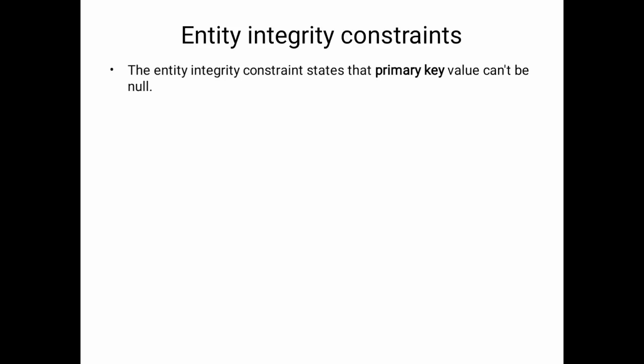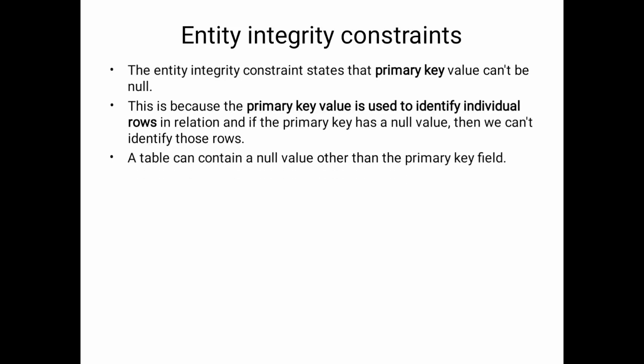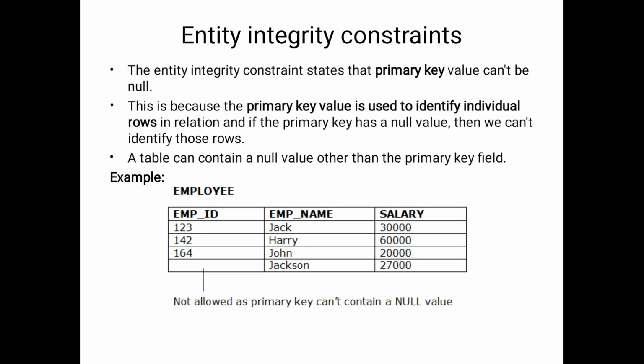The second one is entity integrity constraints. The entity integrity constraint states that primary key values cannot be null. Where we apply a primary key in a table, that column cannot allow null values. This is because the primary key is used to identify individual rows in the relation, and if the primary key has null values, we cannot identify those rows.